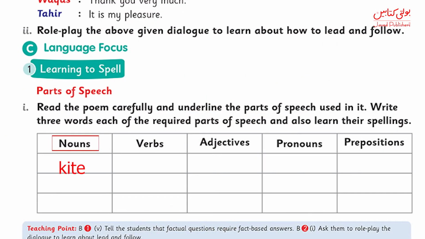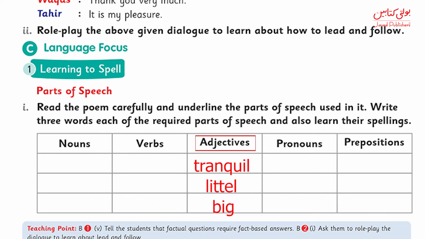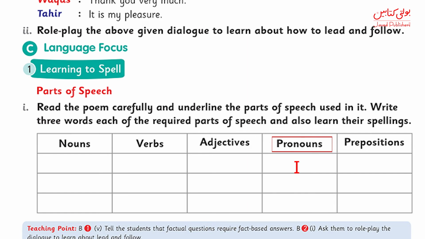Now let's identify, let's point out these 5 parts of speech from the poem. Nouns would be kite, head, sky. Verbs, looked, fall, fly. Adjectives, tranquil, little, big. Pronouns, I, he, they. Prepositions, over, around, at.